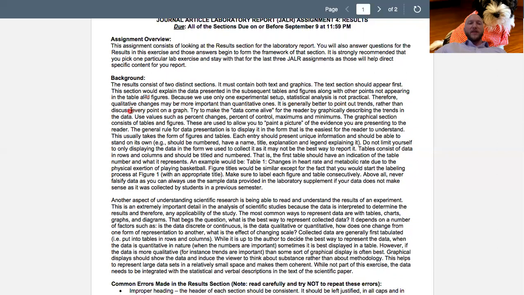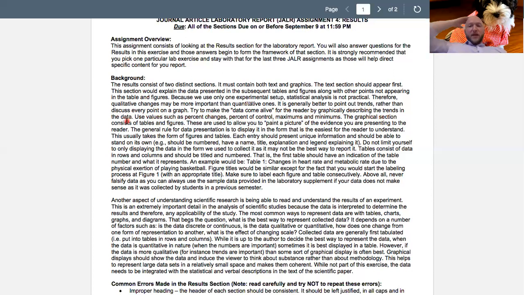So what's qualitative? What's quantitative? Quantitative is like a whole number, like 4. It's a quantity. Qualitative is like it increased or it decreased. It is generally better to point out trends rather than discuss every point on the graph. Try to make the data come alive for the reader by graphically describing the trends in the data.